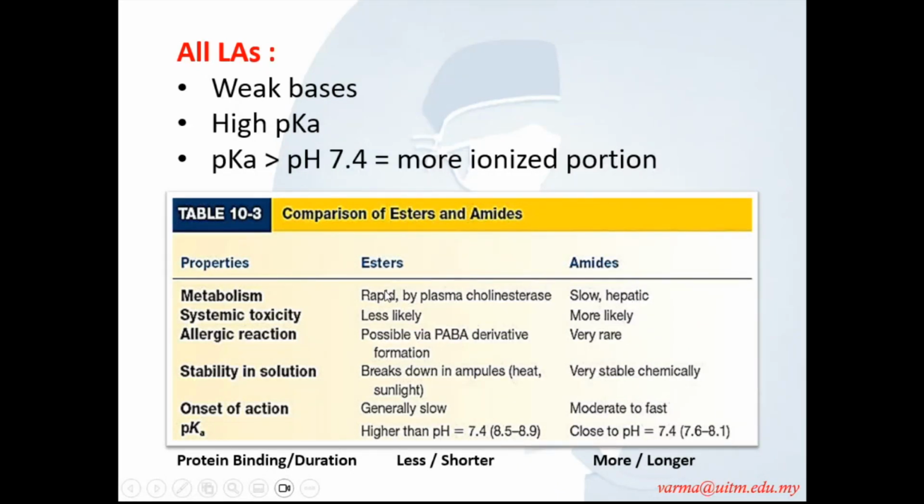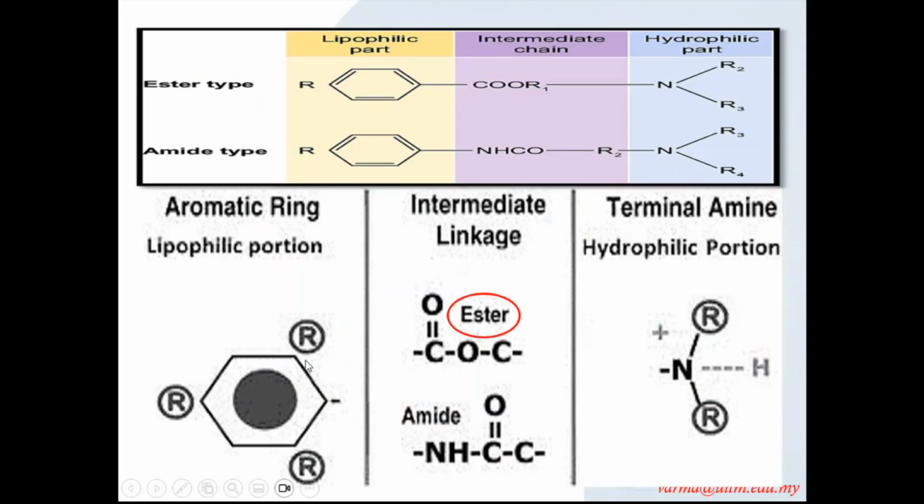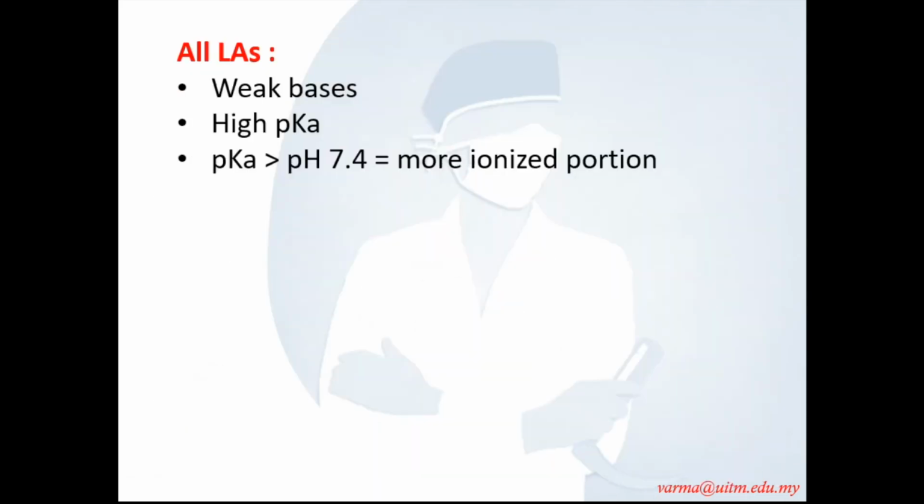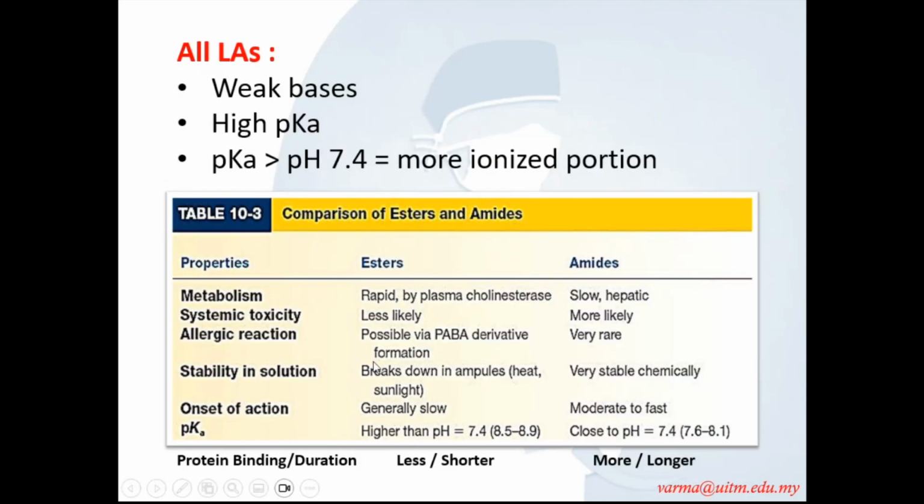Onset of action: esters are generally slow, amides are moderate to fast, but it depends. But this is onset. When I talk about the classification here, this is duration. Don't get confused. This is classification based on duration of action, whereas what we are talking about here is the onset first, then only we come to the duration.